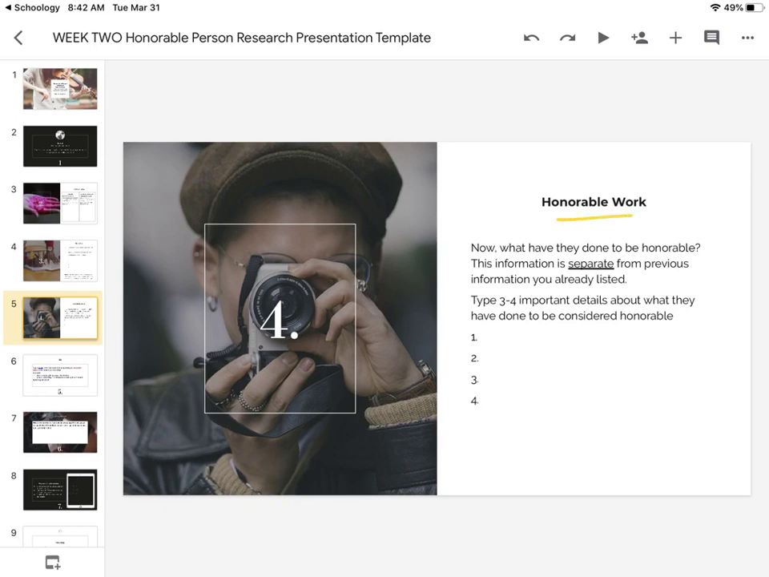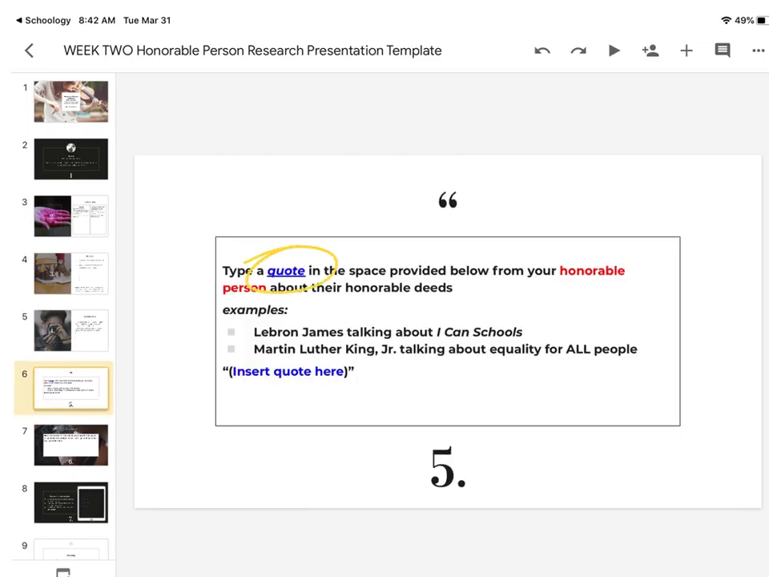For this slide, you're looking at honorable work. What have they done to be honorable? And this should be separated from your previous information. So what have they done that's honorable? Come up with some other works or things that they have accomplished. Then find a quote. So you would delete all of this and insert your quote here. There's a lot of famous quotes from all of the people that we've given you to choose from. So find a quote and use your quotation marks when you're filling out this slide.